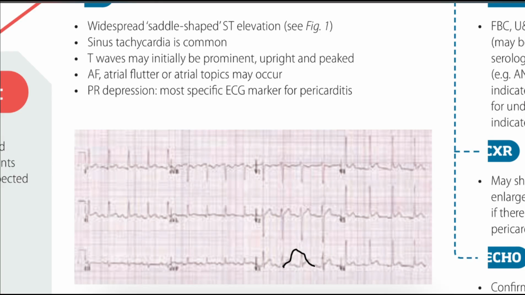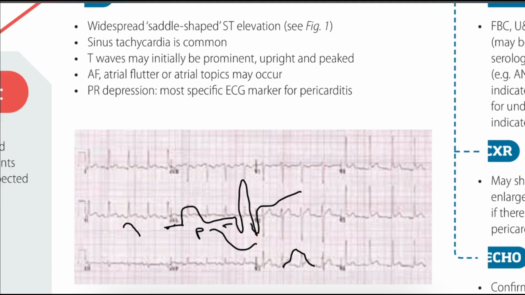So the P and R will go down. That is what we call diffuse PR depression along with the diffuse ST elevation, and after normalization, the T wave will become inverted. So T wave inversion, and then next we can see sinus tachycardia in common cases. The T wave may initially be prominent, upright and peaked, and atrial fibrillation, atrial flutter or atrial ectopics may occur, and PR depression is the more specific ECG marker for pericarditis.